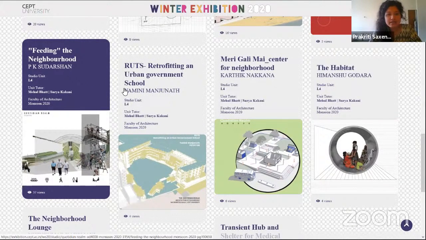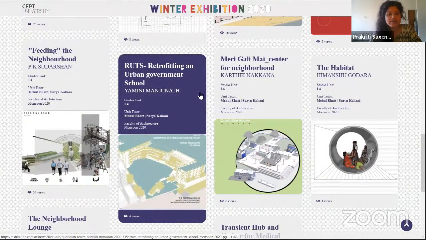The next one is retrofitting an urban government school. This was done by Yamini. Yamini's idea was also in adaptive reuse. She wanted to see how government schools can be more meaningful and experiential, not with some major and flashy architectural design, but with smaller interventions like an acupuncture of sorts, which have a greater meaning when put together as a whole.